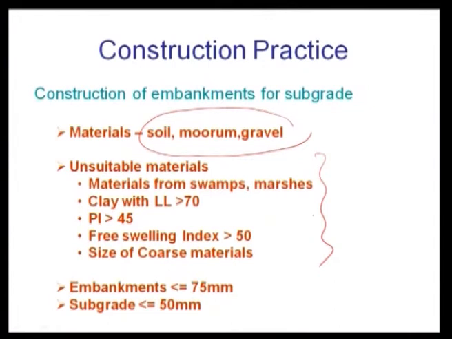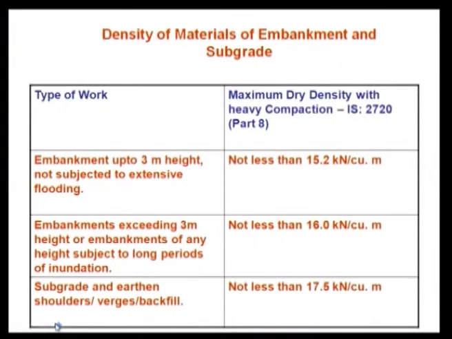Embankments less than or equal to 75 mm, subgrade particularly thickness less than or equal to 50 mm. Density of material of embankment and subgrade: if you look at the type of work, embankment up to 3 meter height, not subjected to extensive flooding, then maximum dry density with heavy compaction as per IS 2720 Part 8 recommended, not less than 15.2 kilonewton per cubic meter. Similarly, embankment exceeding 3 meter height or embankment of any height subjected to long periods of inundation, that means flooding, not less than 16.0 kilonewton per cubic meter. Subgrade and earthen shoulders and backfill, not less than 17.5 kilonewton per cubic meter.